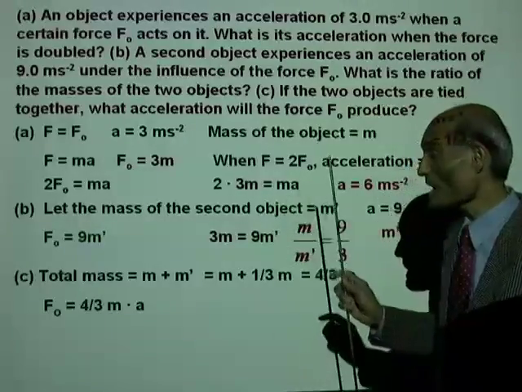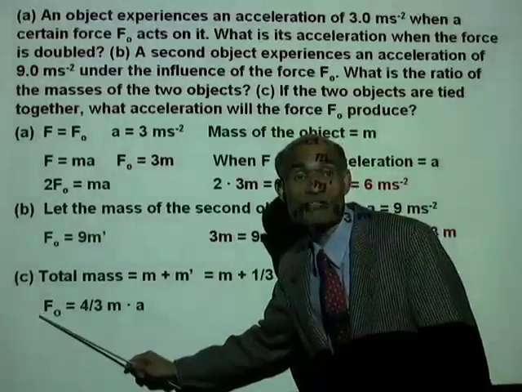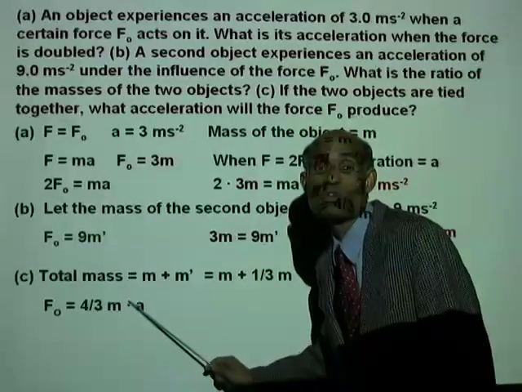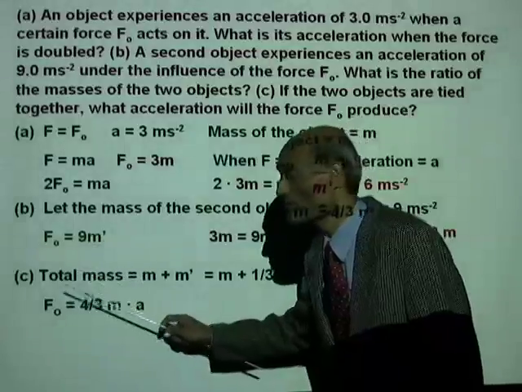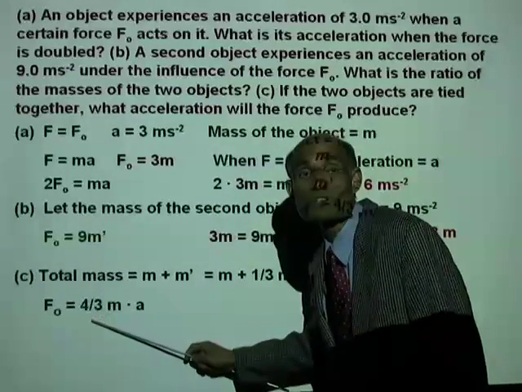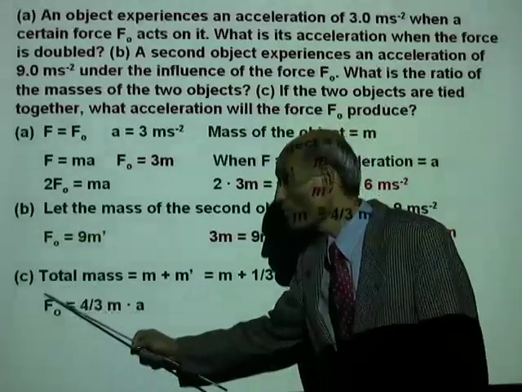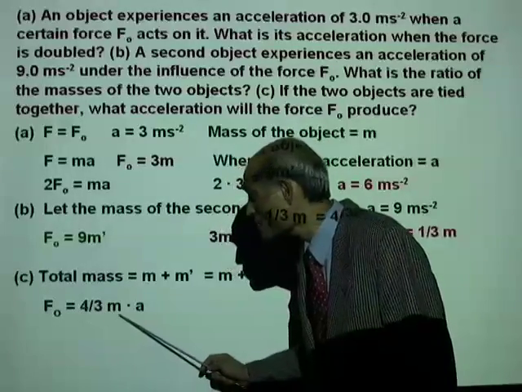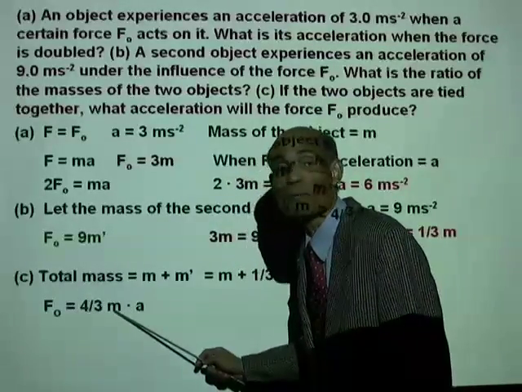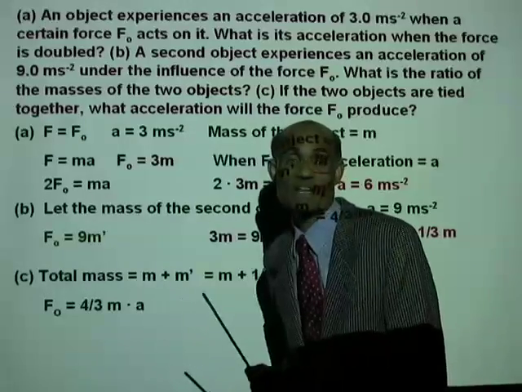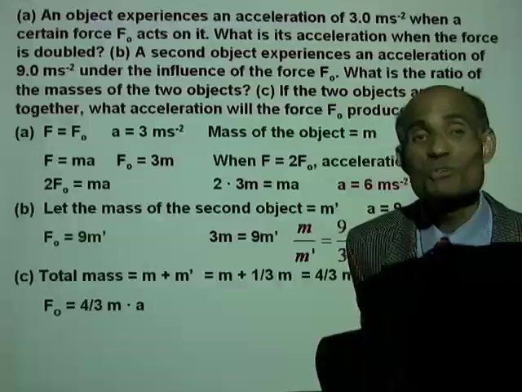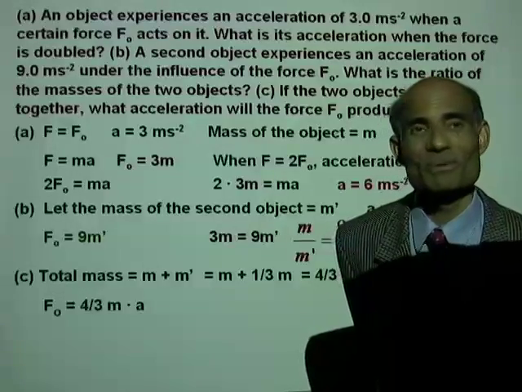And we are applying the same force F0 on this 4/3 m. We want to find the acceleration. The net force equal to ma. The net force is F0. And the total mass is 4/3 m, and acceleration we need to calculate. Tell me, how will we do this problem? What is the next step?